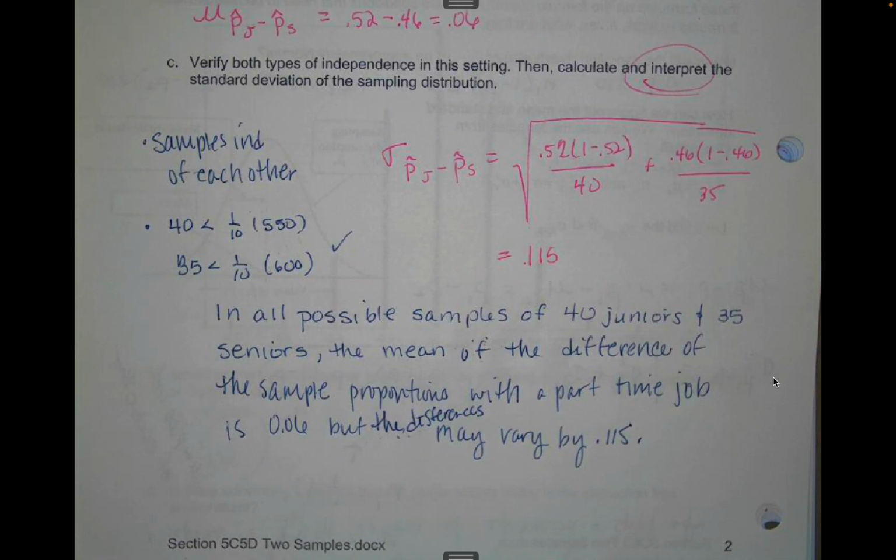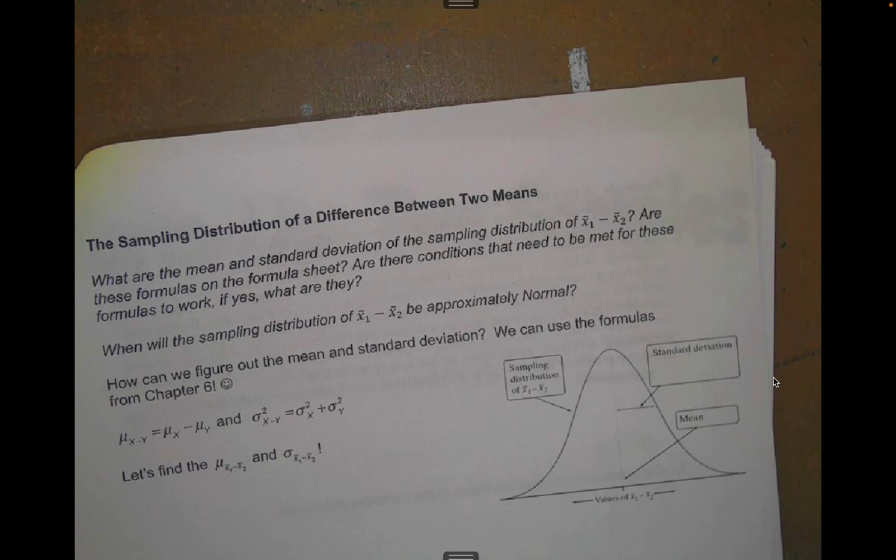Alright, so we're going to do the same thing, but look at the differences in the means. Ready? I'm not going to do an activity, but same idea. You'd have a group of juniors and you find the average height, a group of seniors, you find the average height, and you take the differences in the averages. So the mean and standard deviation of those are also on the formula sheet. I'll show you where they come from. These are the two formulas right here.